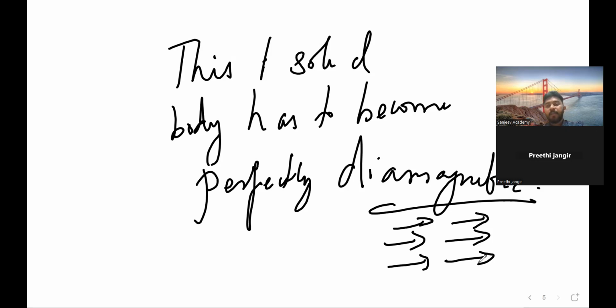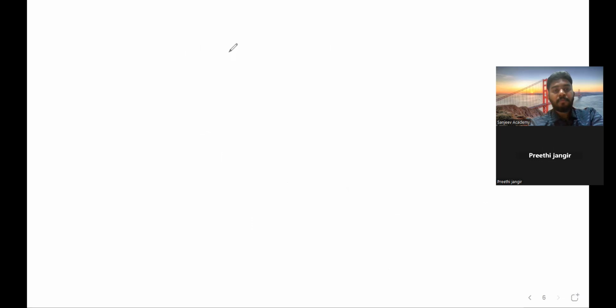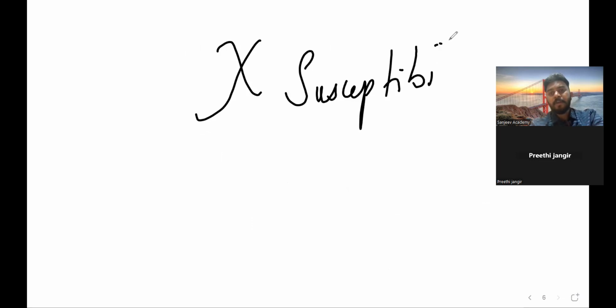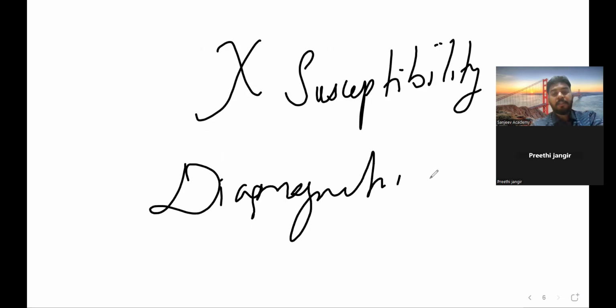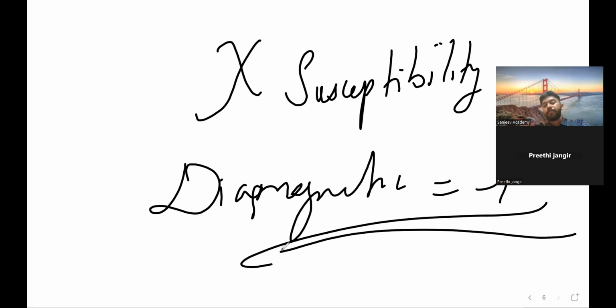Correct. To get a perfect diamagnetic, we need susceptibility. I think in class 12th, we have studied susceptibility, right? This term, susceptibility, is very difficult to pronounce. And for diamagnetic, it is -1. So these things they'll check in the paper. The important points they will check. Clear? So for the Meissner effect to happen, that solid metal or alloy should become diamagnetic. The electrons should be properly aligned.